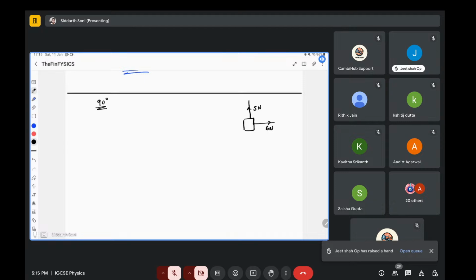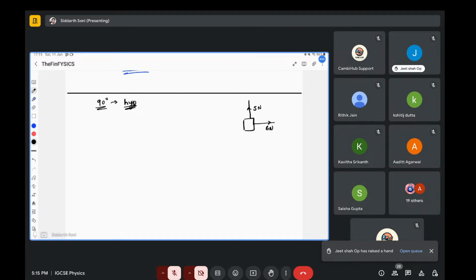What you need to know is when two vectors are at 90 degree, the resultant is basically the third side, which means your hypotenuse over here is your resultant. And therefore, if you read the syllabus, it's mentioned either draw or calculate.